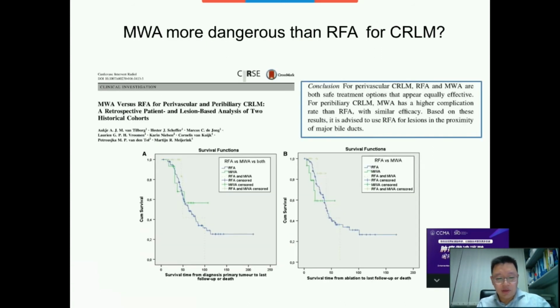Another question: is the rapid heating of microwave more dangerous than RFA for CRLM? An article published in CVIR thinks that for perivascular CRLM, RFA and MWA are both safe treatment options that appear equally effective. For peribiliary CRLM, microwave ablation has a higher complication rate than RFA with similar efficacy. So based on these results, it is advised to use RFA for lesions in the proximity of major bile ducts.